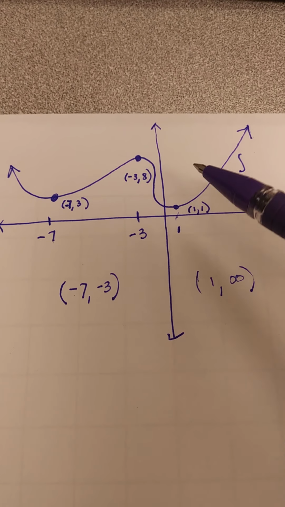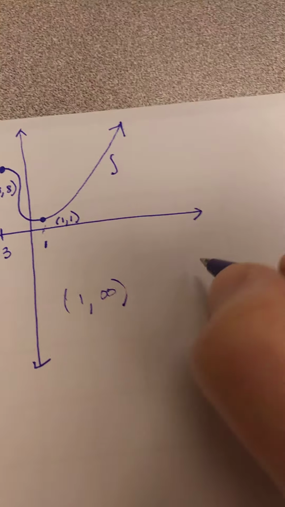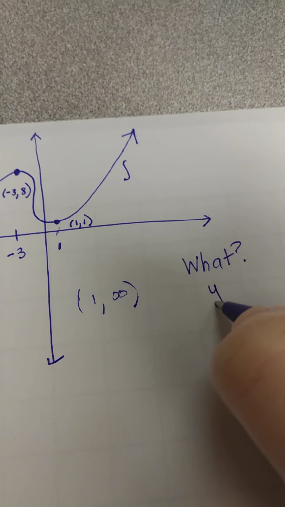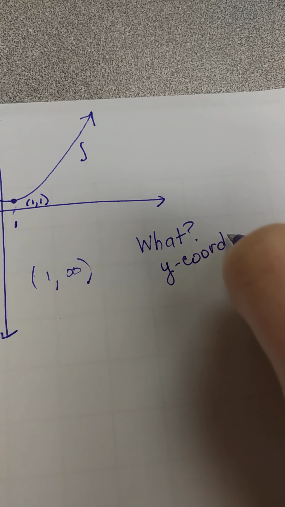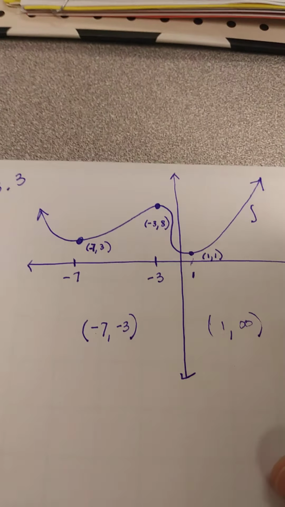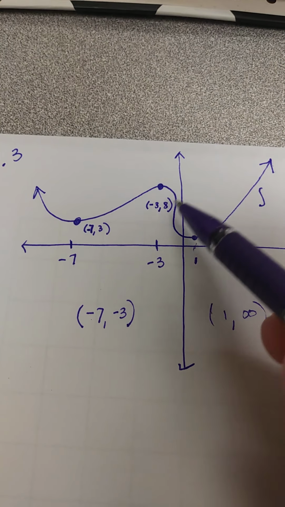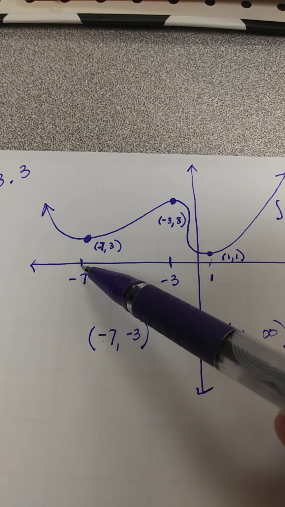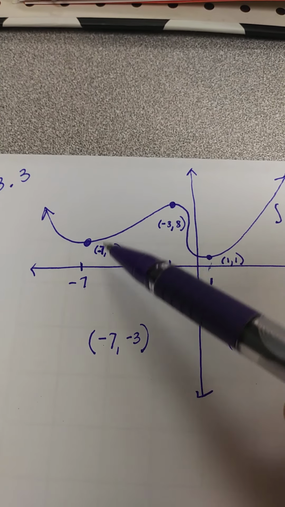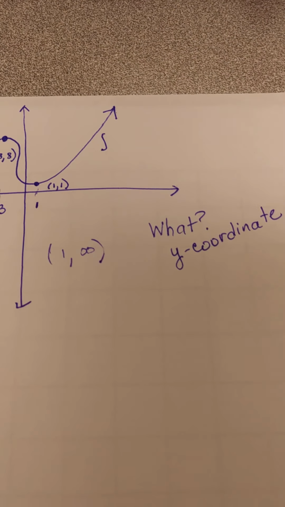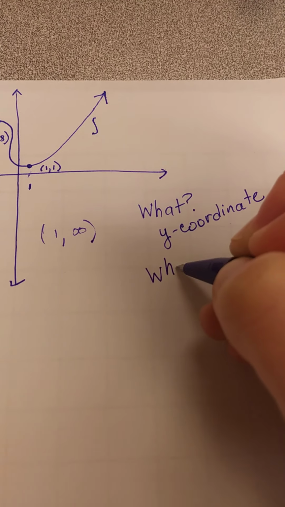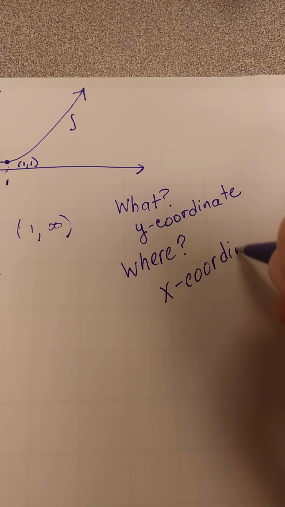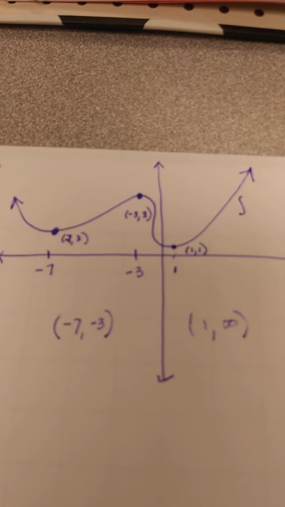Now, here's the only time we use the y coordinate when we answer a what question. What is it? That's the y coordinate. So, what is the local maximum? It's 8. Is there a local minimum at -7? Yes, above -7, there's a low point. What is it? 3. So what questions are answered with y coordinates? Where questions are answered with x coordinates. So that's all it is.